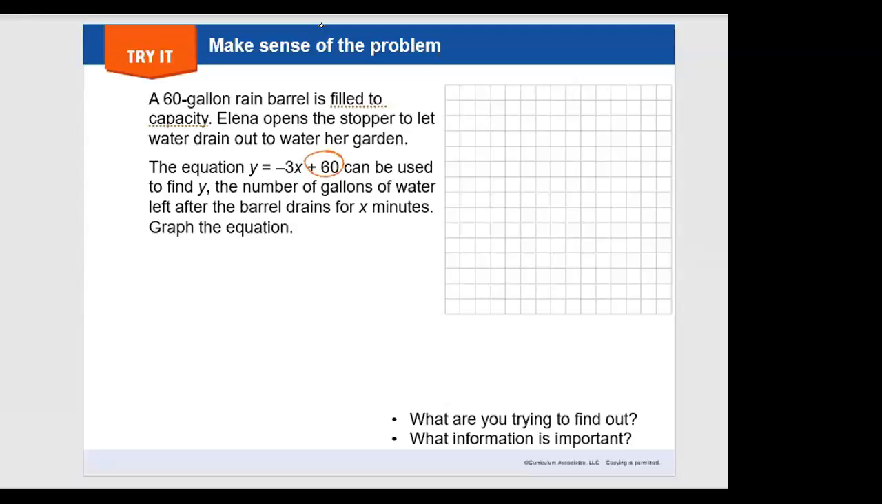What in our problem is 60? Any ideas? Gallons. Gallons of what? Water. Of water. There we go. We know that our water started at how high in the barrel? Full. Started full. So it must be starting up at what? 60. From there, is that water level going to be going up or is it going to be going down? Down. It's going down. Good. So you want to keep that in mind when you are now going to be starting to graph.